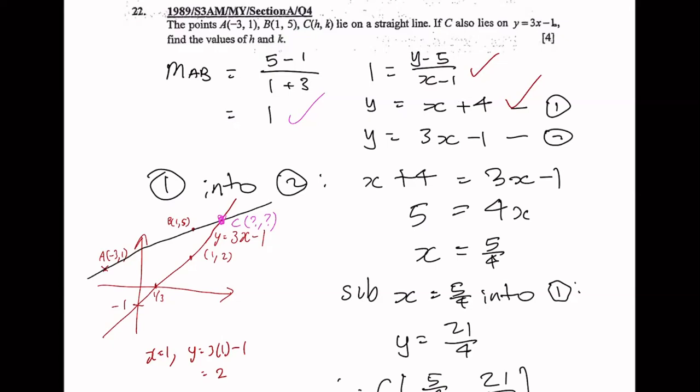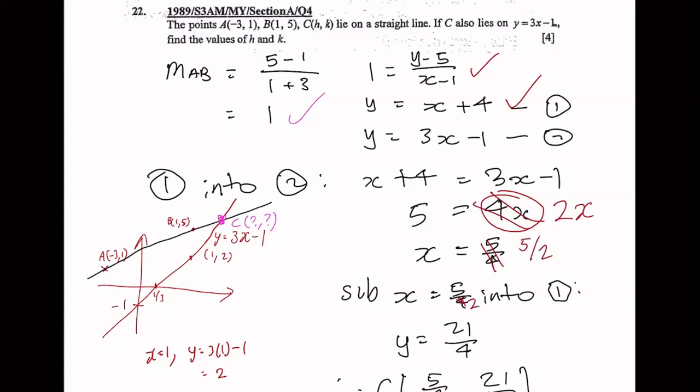What's equation 2? It's the 3x minus 1. So you solve them and you find the point of intersection. So x plus 4 equals 3x minus 1. Bring the x over. Are you sure it's 4x? 2x, yeah. 3x minus 1x is 2x. So here it should be 5 over 2.